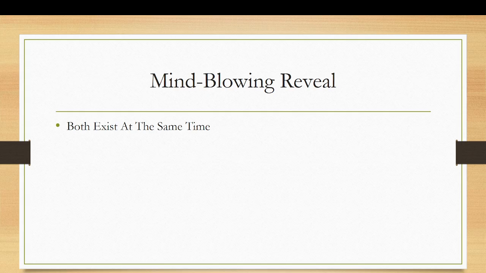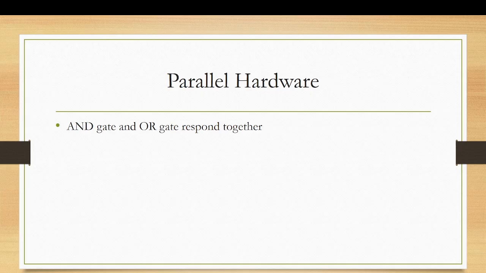Both gates exist at the same time. The AND gate exists, the OR gate exists right now. Simultaneously. Nobody is waiting, nobody is executing, nobody is scheduling instructions. The hardware simply exists. That's a huge mindset shift. Imagine one input wire connected to two different circuits. When the signal changes, both circuits see it instantly, not one after another, together. This is called parallelism. And parallelism is the superpower of hardware. AND gate and OR gate respond together.